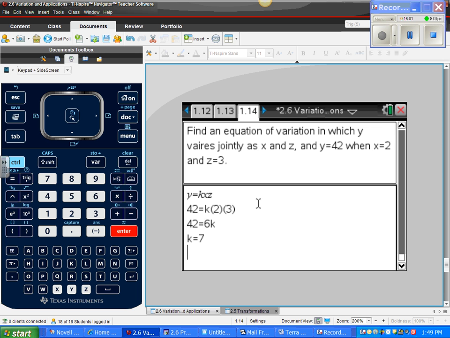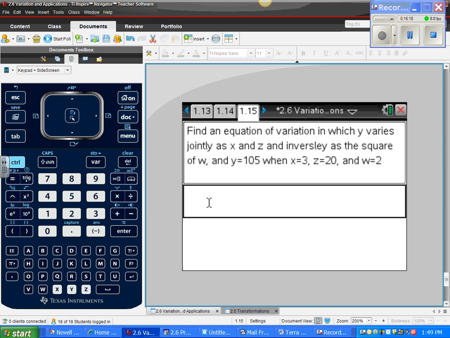So to write your equation, we get y equals 7xz. So again, not difficult to use. They're just different from what you're used to seeing.